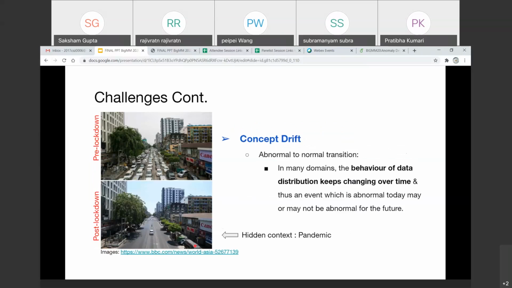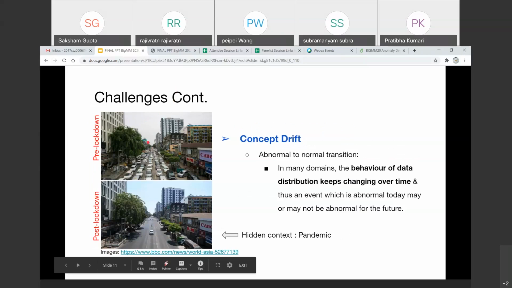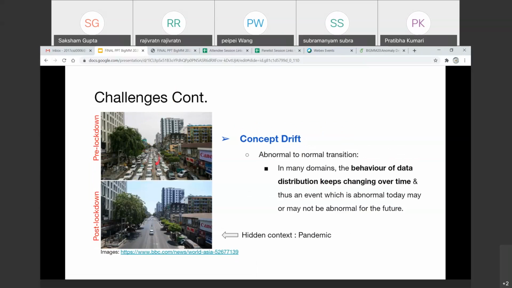Another issue is concept drift. In many domains, the behavior of the data distribution keeps changing over time. Thus, an event which is abnormal today may not be abnormal in the future. It may be a new normal. For example, in the first diagram, which was taken before lockdown, the crowded road is a normal situation at that time, and a vacant road is abnormal during that time.